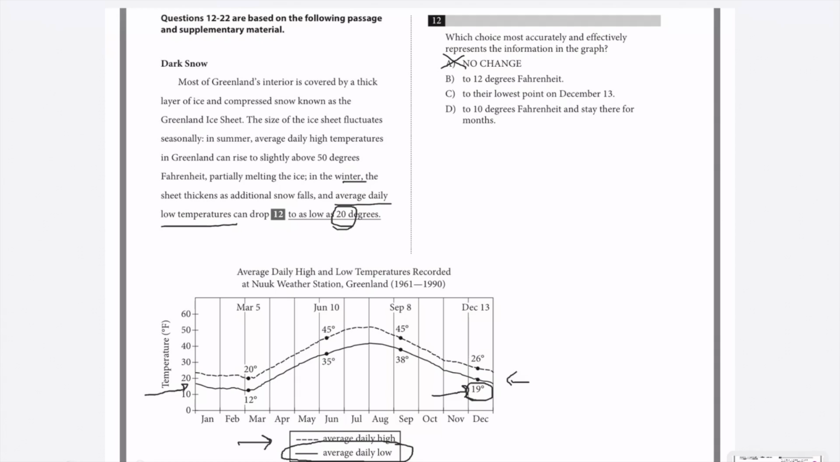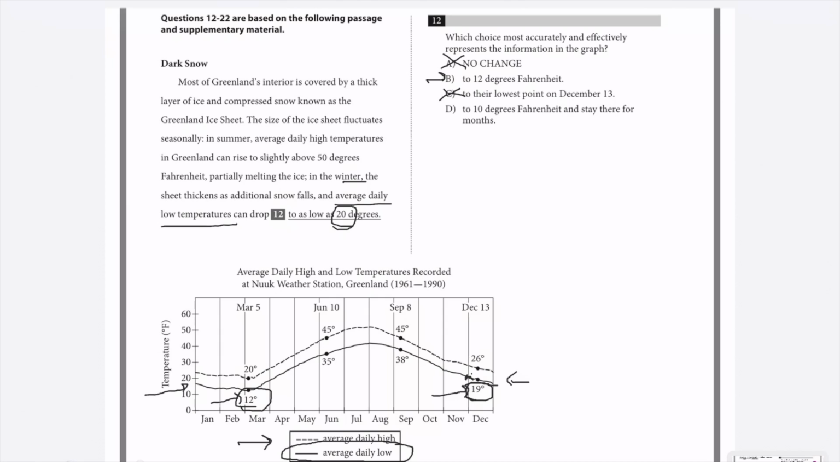B, to 12 degrees Fahrenheit, actually could be correct, because we see near March 5th that temperatures do drop to about 12 degrees and it still classifies as winter time, so B could be correct. C says to their lowest point on December 13th. We see that at December 13th, even though the temperature is low, it continues to go downward and even reaches 12 degrees after that.